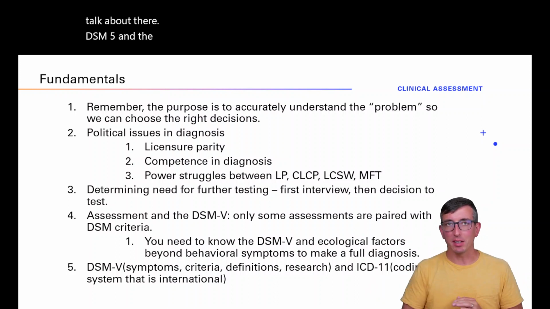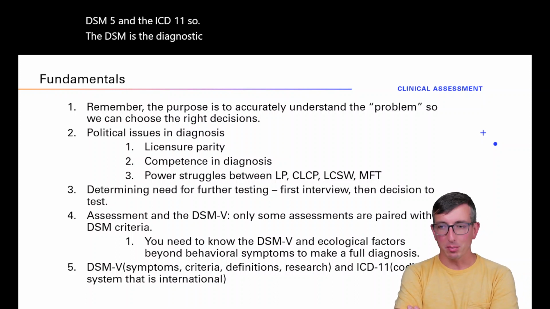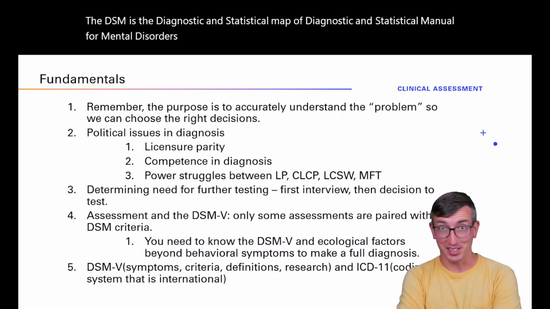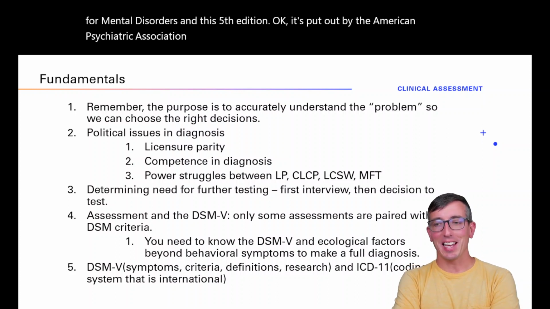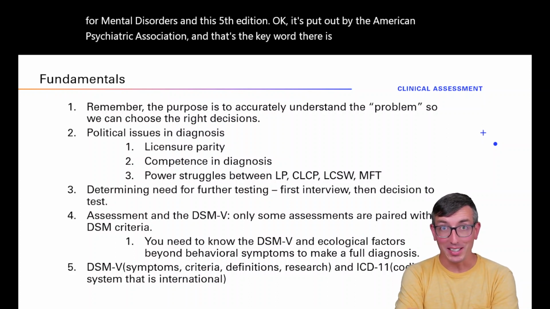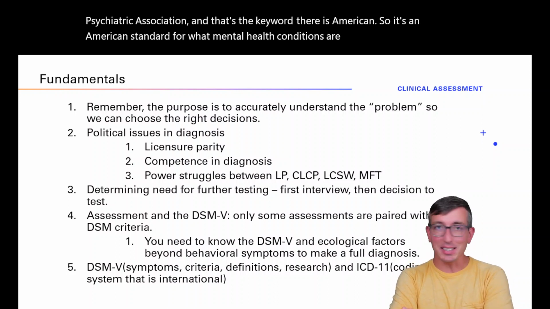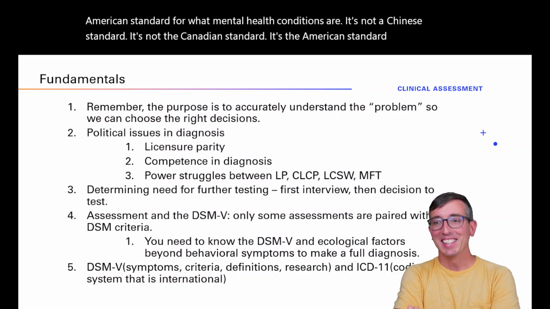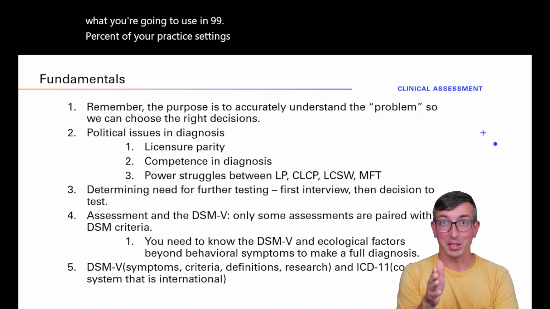DSM-5 and the ICD-11. So the DSM is the Diagnostic and Statistical Manual for Mental Disorders, in this 5th edition. Okay, it's put out by the American Psychiatric Association, and the key word there is American. So it's an American standard for what mental health conditions are. It's not a Chinese standard. It's not the Canadian standard. It's the American standard, okay? So that's what you're going to use in 99% of the practice settings that you're going to go into.